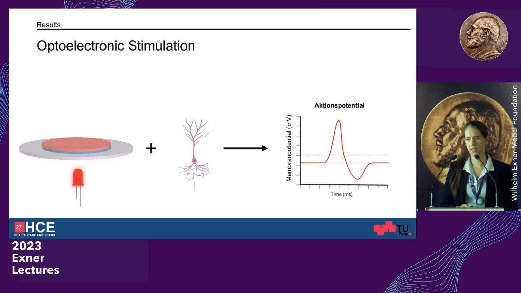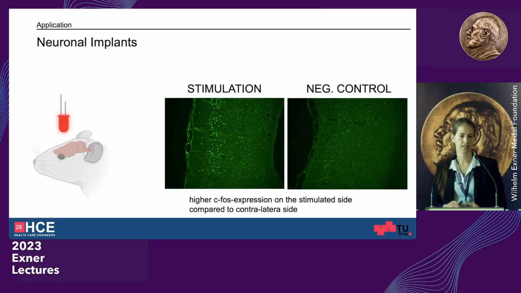The next step we did was to use these devices as neuronal implants. This is still work in progress. These devices are currently implanted into an animal model and stimulated for about half an hour. And then we're looking at the c-Fos expression. The c-Fos expression can be a measure for the activity of the neuronal cells. And we see here in the middle the stimulation group, where you see these, hopefully, light dots, and this means that there is a higher activity of the neurons. So these devices are working also inside the animal model as an implant.